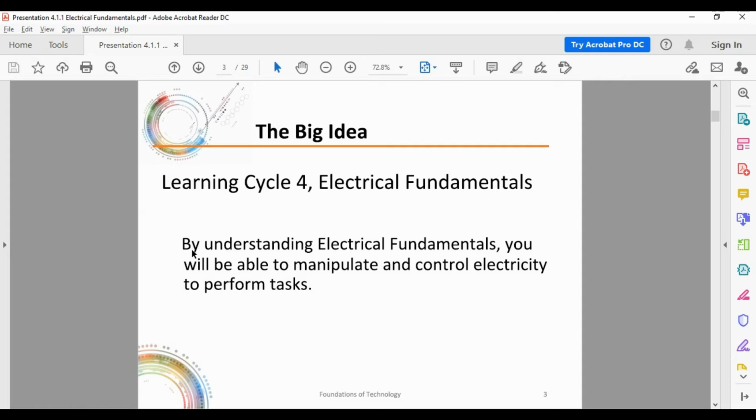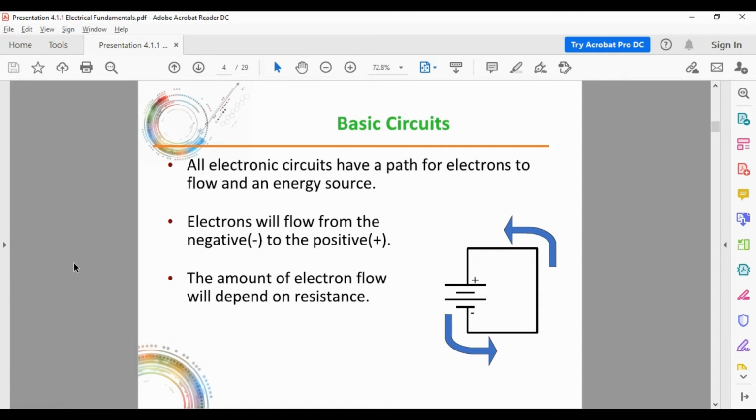So what is the purpose of this? By understanding electrical fundamentals, you'll be able to manipulate and control electricity to perform tasks. Okay, being able to control how the electricity is going to go is an amazing thing to me. I love it when I've worked with robotics, and I plug everything in and then all of a sudden it starts working. That is really cool. But again, you have to be very careful with it, because if you reverse something, if you cross the wires, then something very bad can happen.